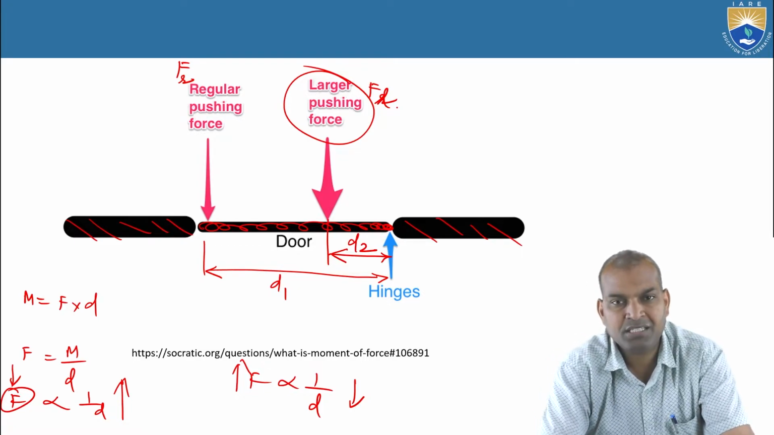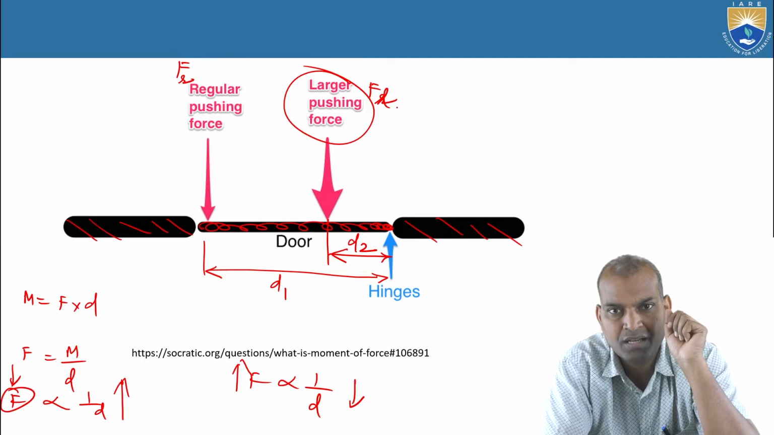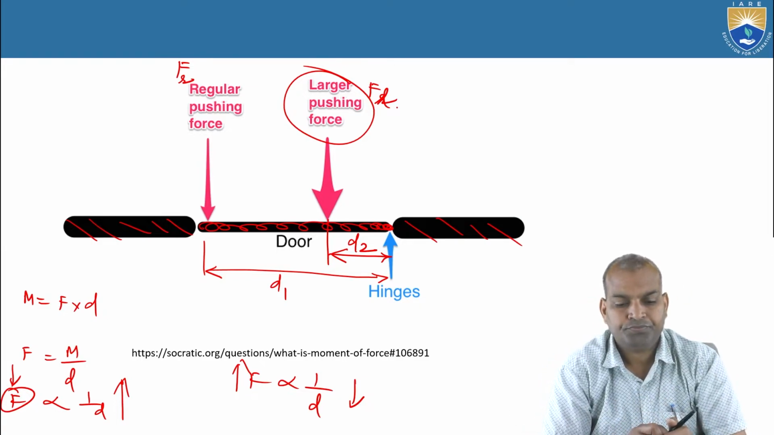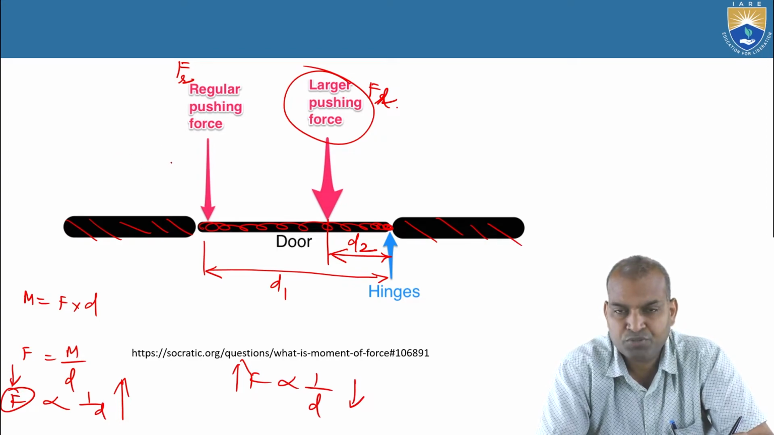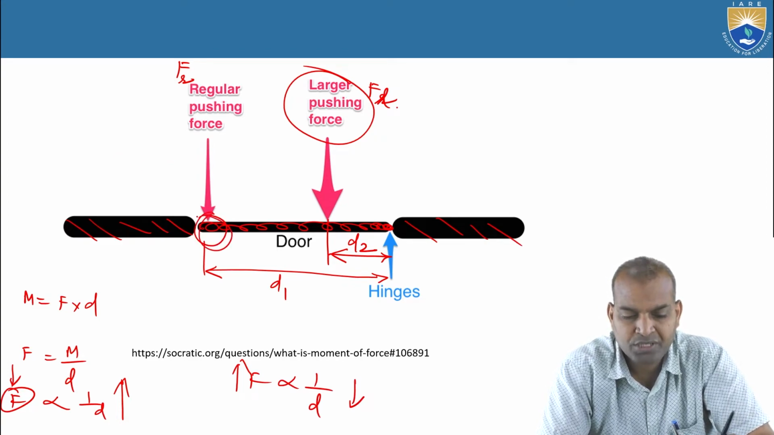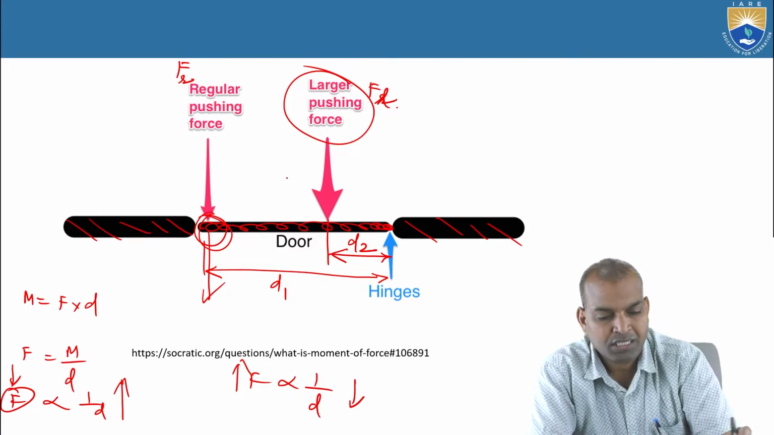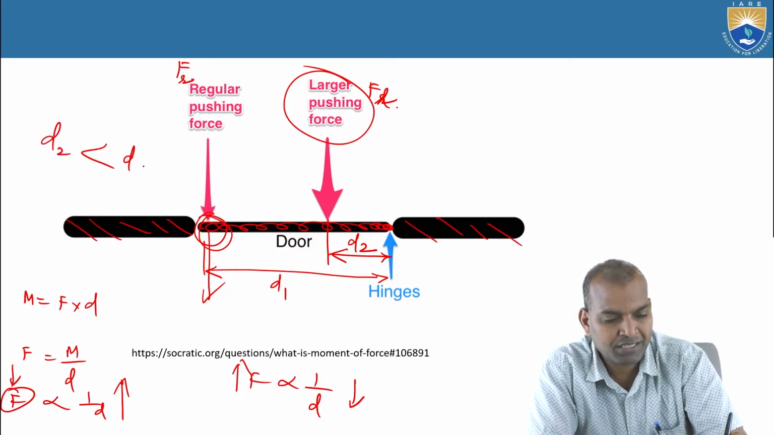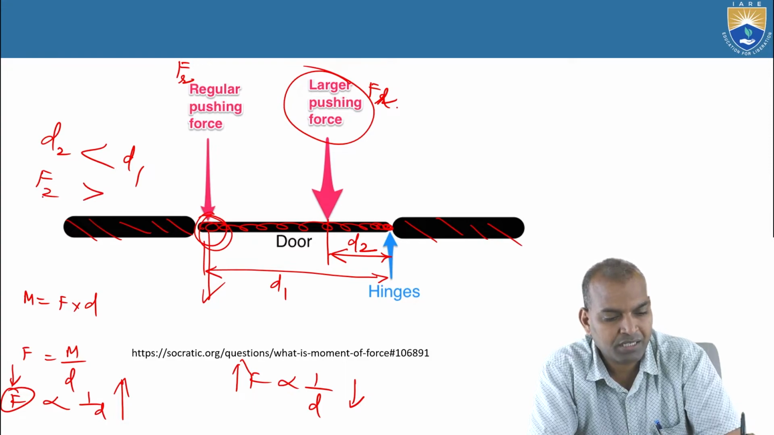The reason behind this is that force is inversely proportional to the distance. Now from this figure we can understand how the regular pushing force works. Generally we have to push the door to open it, and a larger push is required at the distance d2. That means if d2 is smaller than d1, then F2 is greater than F1 is required.